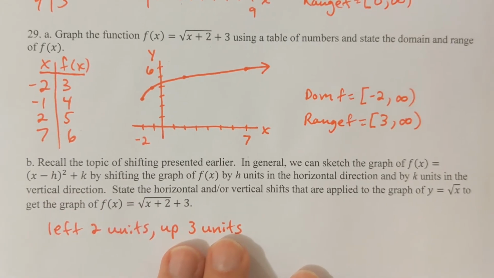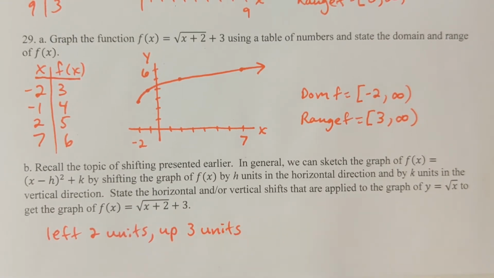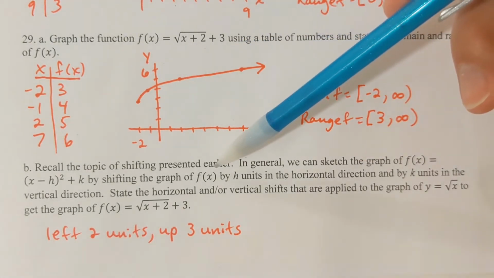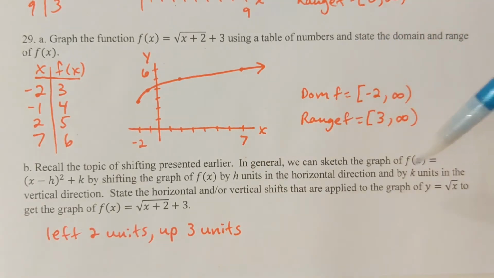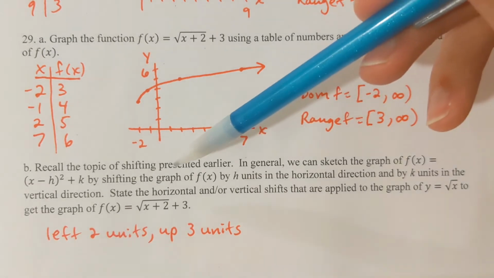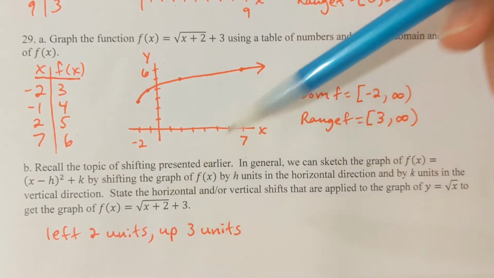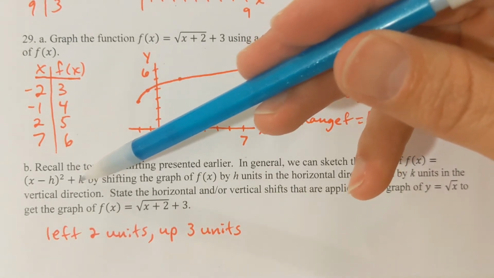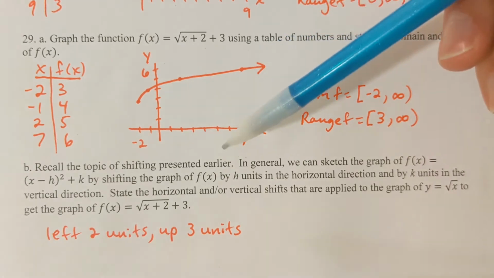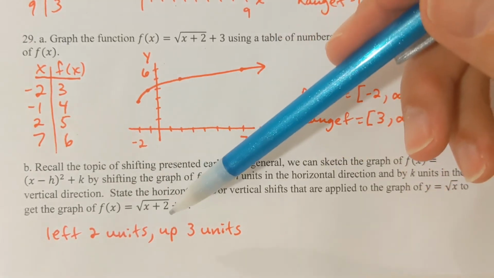Okay, so then part B, recall the topic of shifting. We looked at that in the last section. In general, we can sketch the graph of a function, f of x, which is going to be of the form x minus h squared plus k, by shifting the graph of f of x h units in the horizontal direction and k units in the vertical direction. Okay, we're going to state the horizontal and or vertical shifts that would be applied to the square root function to get the graph of this guy here. Okay, so what I was talking about right here applies to a parabola, but really, I can extend this to the idea of other functions.